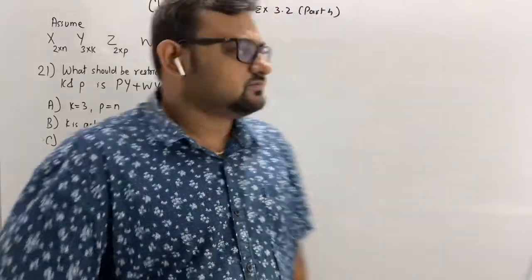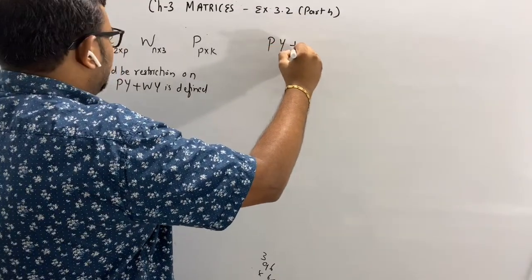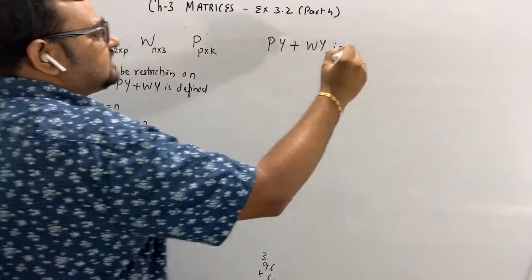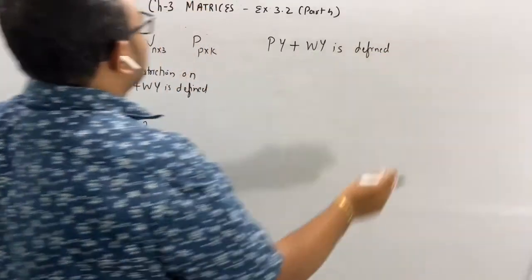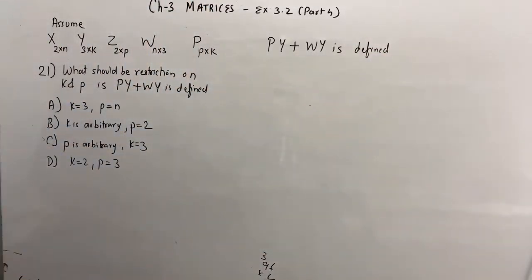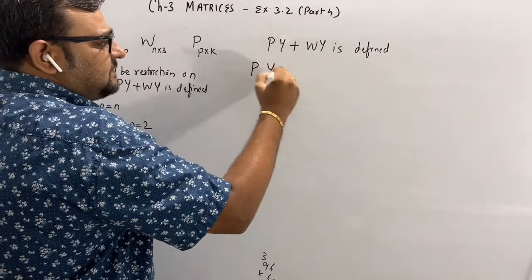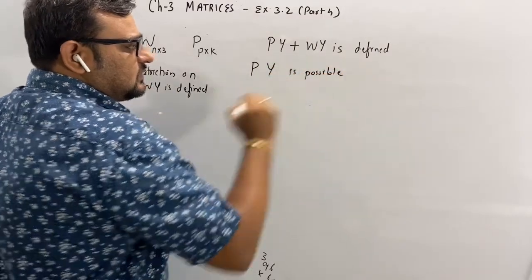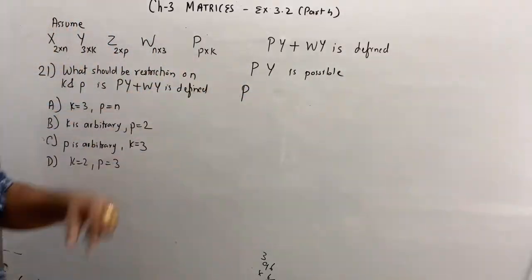See now, PY plus WY is defined. Okay. So what is PY? See here, PY is possible, right? That means what is the order of P cross K?